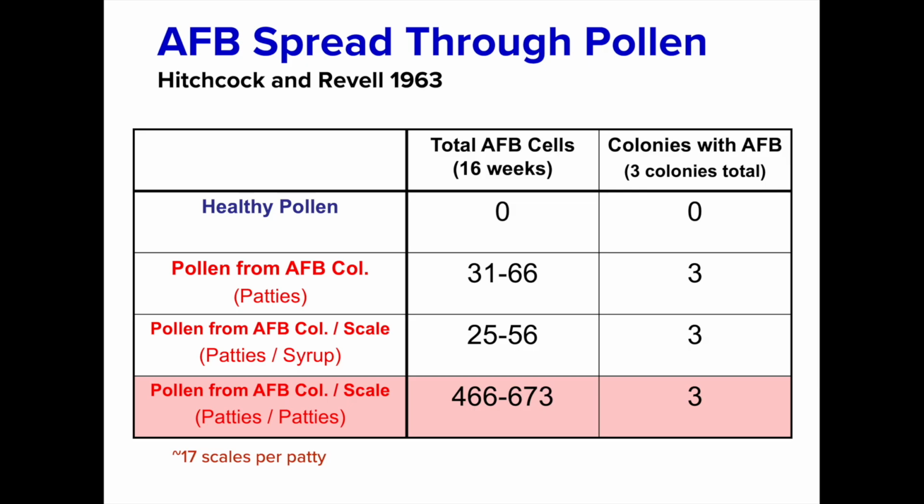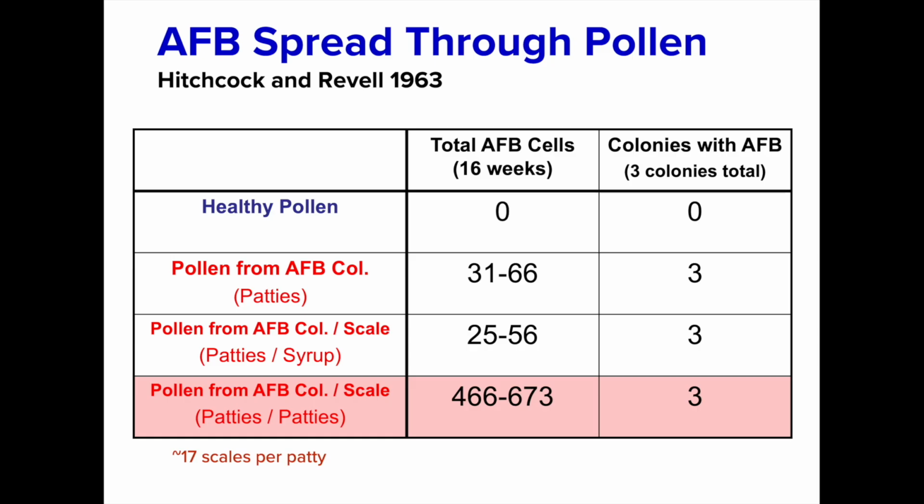In this old study from 1963, if you fed colonies healthy pollen and you looked at them 16 weeks later, all 3 colonies are healthy. Here, if you fed pollen from an AFB colony in patties, so you didn't infect it at all, you just took the pollen from those infected colonies and made a patty, you see all 3 of them are infected and there's about 31 to 66 cells of AFB.